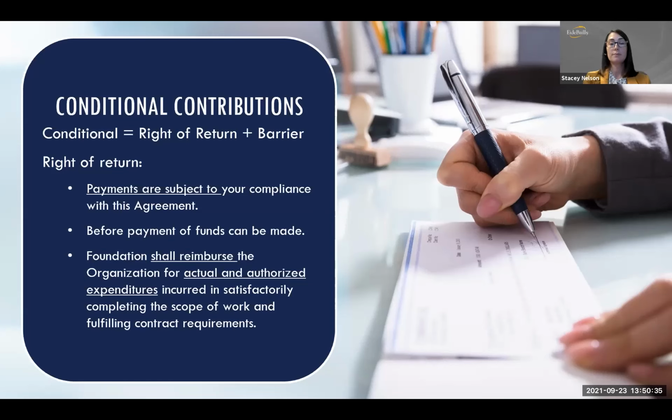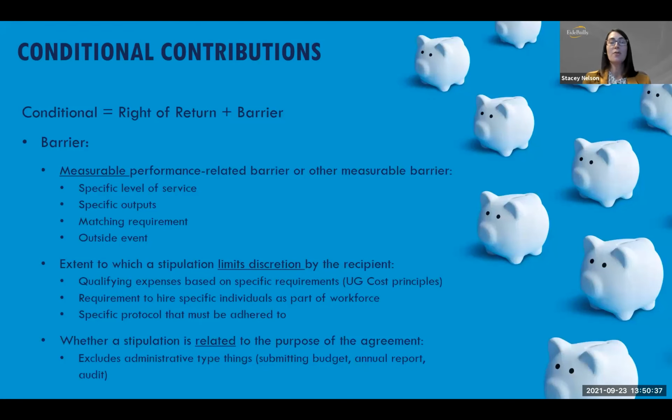Now, on the flip side, the other thing that we need is a barrier. And there are 3 different types of barriers. The first one is a measurable performance related barrier or other measurable barrier. There are 4 subcategories underneath of there, which might be things such as a specified level of service.